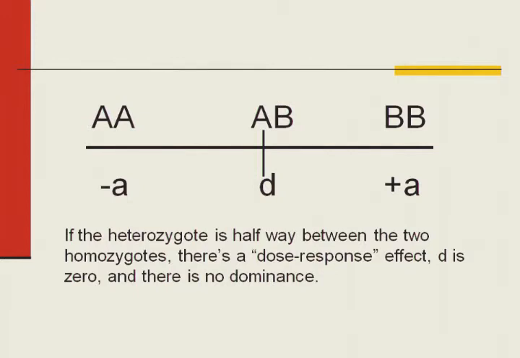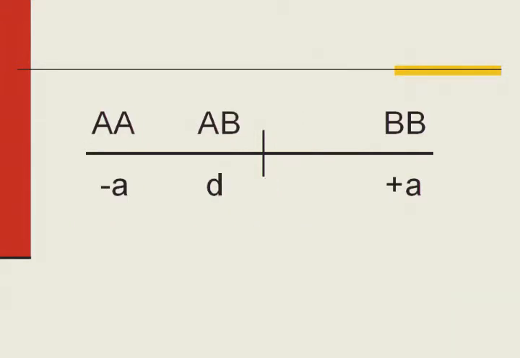Each dose of the B allele is raising the mean trait values by the same amount. That's a purely additive model. If that's not true, if the first B allele raises your mean trait values a little bit, and the second B allele raises your mean trait values a lot, then you've got dominance components.